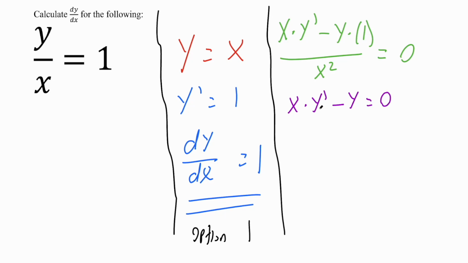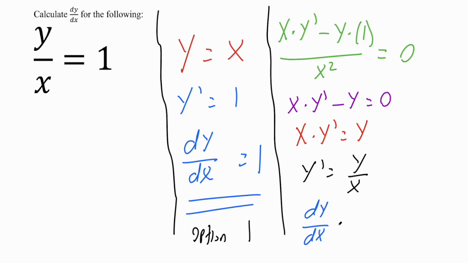So we want to isolate y prime, so we can get x times y prime is equal to y. All we did was add y here, add y there. Finally, we get y prime is equal to y divided by x. So we can say we have dy over dx is equal to y divided by x. And we can call this option 2.